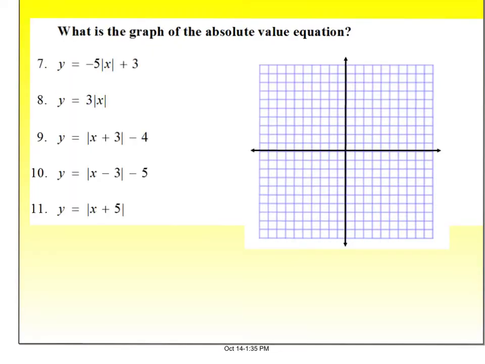Okay, so here we have a lot more graphing. We're going to look at each of these and we're going to identify what's happening, what type of transformation. So let's look at the first problem, number 7. I'm going to graph this thing.